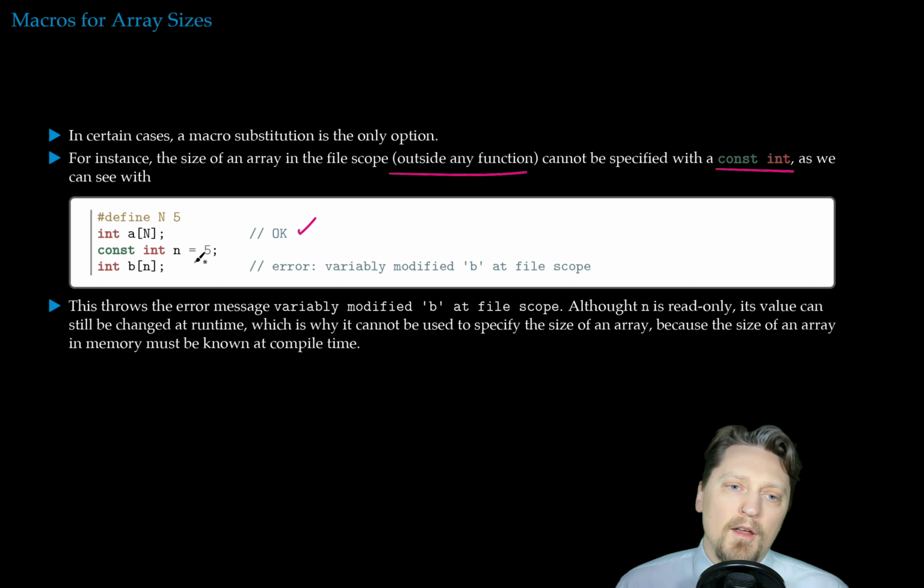Okay. If we try using a const int in the file scope, unfortunately, we will get an error: variably modified b at file scope. It's because the compiler doesn't trust that n is necessarily going to be constant. Although n is read-only, so our program can't change it, its value can still be changed at runtime by something else, which is why it cannot be used to specify the size of an array, because the size of an array in memory must be known at compile time.